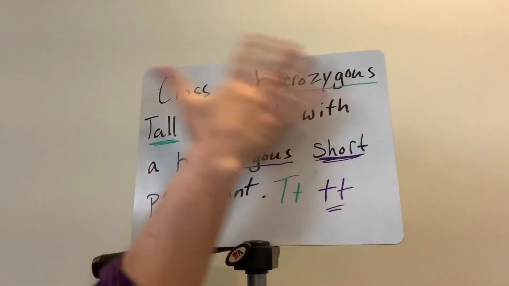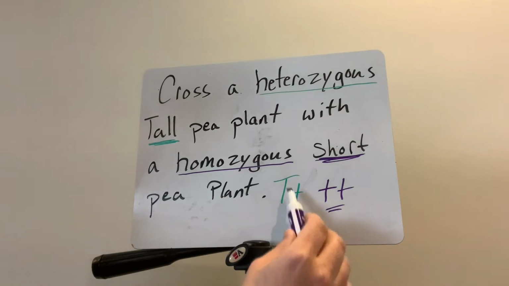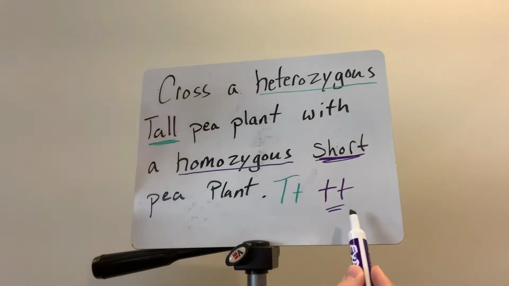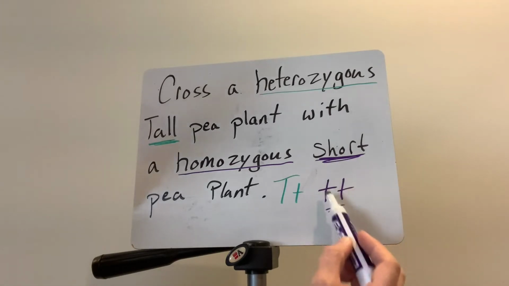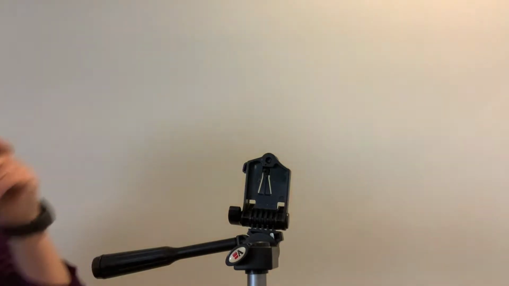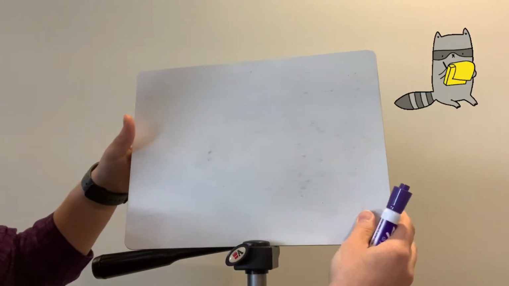Okay? So I've taken our word problem here and I've now told you that our tall pea plant is represented by capital T, lowercase t, and our short pea plant is represented by lowercase t, lowercase t. So now we are going to cross these two using our handy-dandy Punnett Square again.